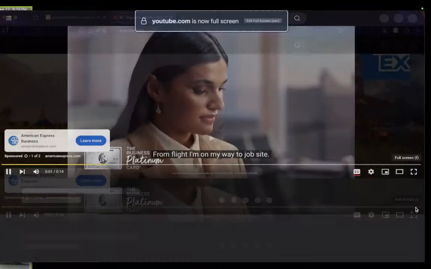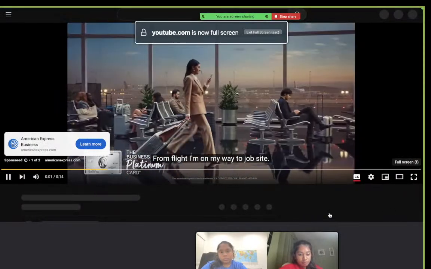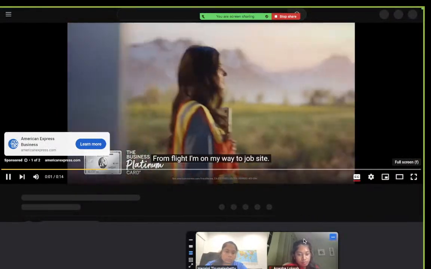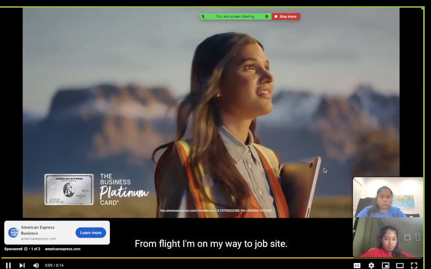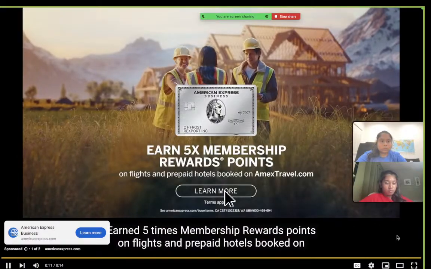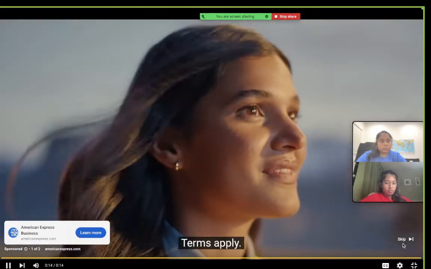From flight, on my way to job site. Earn 5 times membership rewards points on flights and prepaid hotels on ASTravel.com. Supply.